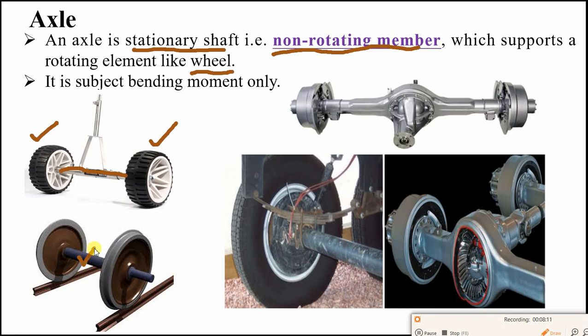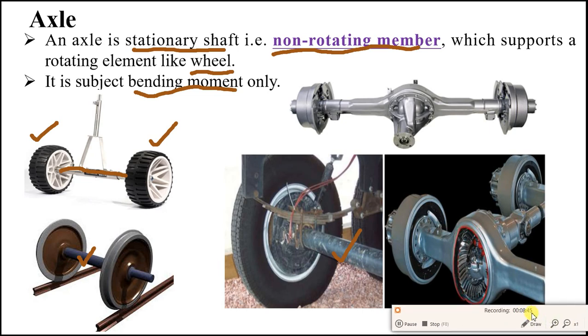This part is called the axle. It is not rotating, it is a stationary member. So it does not have any torque. It supports only the moving or rotating member, and it is subjected to only a bending moment. The transmission shaft, as you have seen, is subjected to bending as well as torque, because it has a motion. Here there is no torque, there is no motion, so it is only subjected to a bending moment.